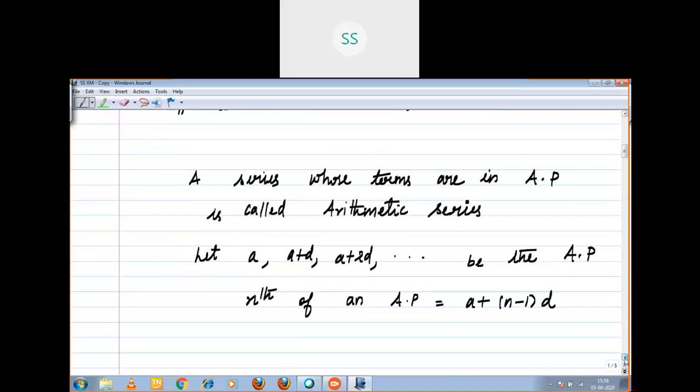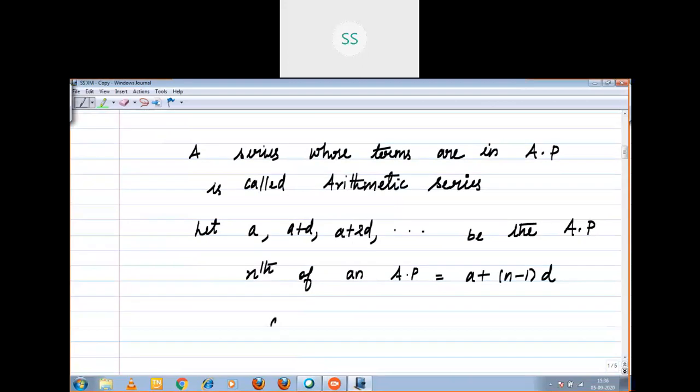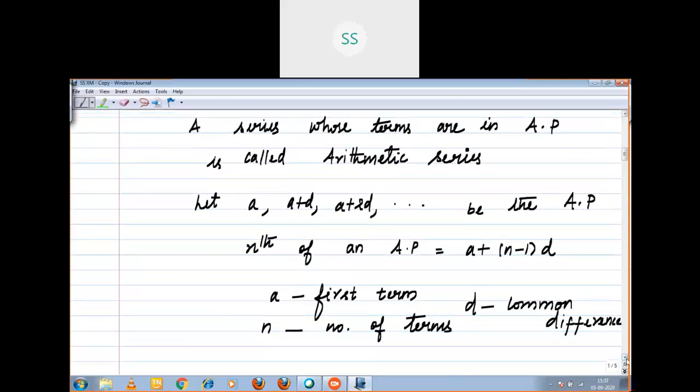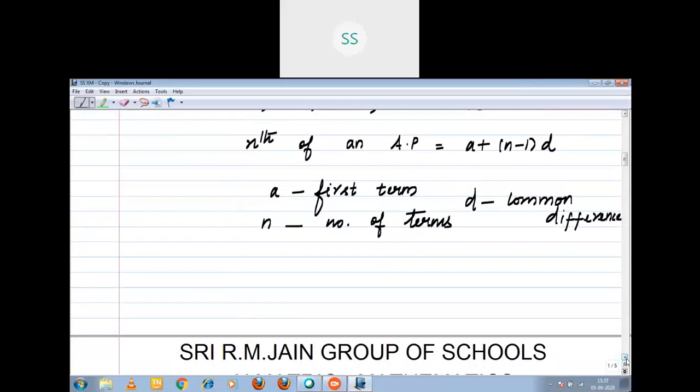Here what is your a? a means first term. n be the number of terms. d is nothing but common difference. How to find common difference? Second term minus first term, right? Second term minus first term.